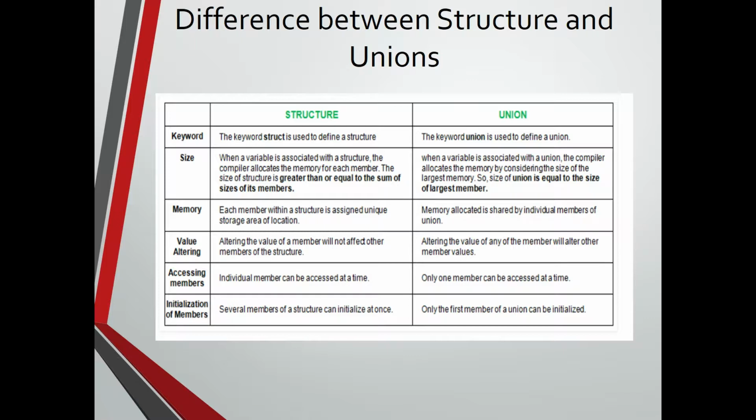Then the memory allocation. In the memory allocation of a structure, each member of the structure is given a unique assignment of memory. Suppose the structure has a member of integer and character, then the total size is integer plus character, that is 4 plus 1, which means 5. So it is giving 5 bytes to that structure.